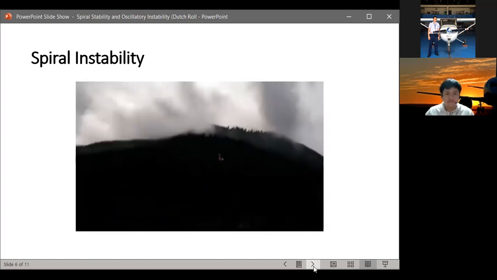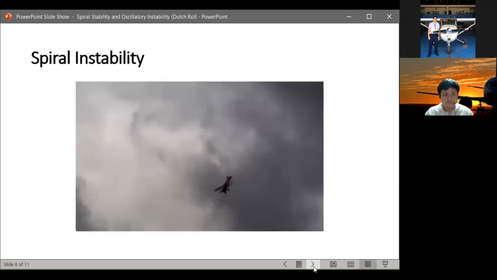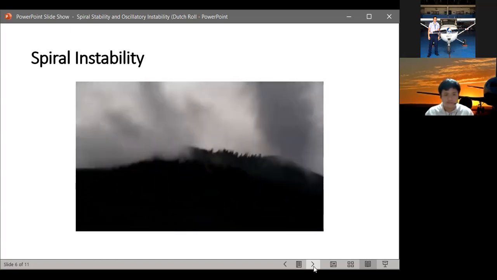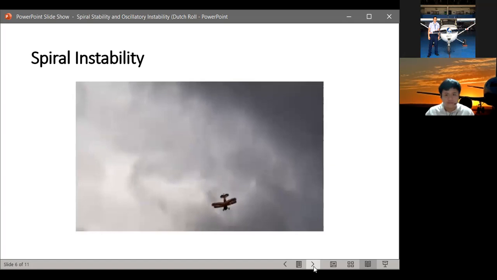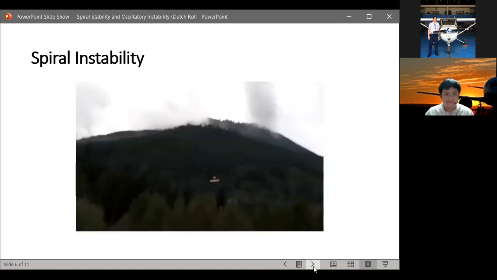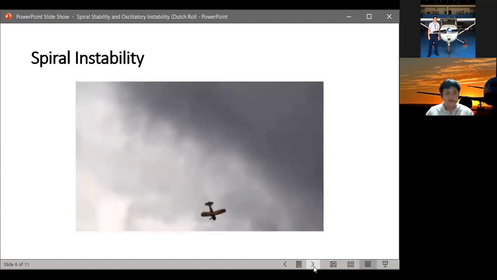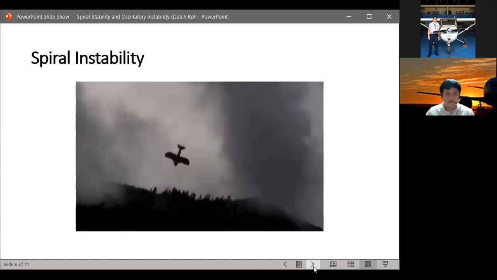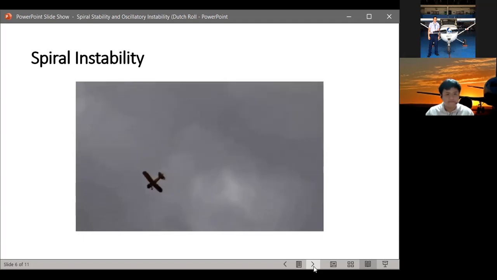If the aircraft's directional stability is greater than its roll stability, the aircraft tries to align itself into the side slip. So this causes the higher outer wing to accelerate and produce more lift than the lower inner wing. This in turn sets up a rolling moment toward the inner wing, increasing the angle of bank and resulting in further side slip. When this occurs, the aircraft exhibits spiral instability. If left unchecked, this condition leads to a steep spiral dive.